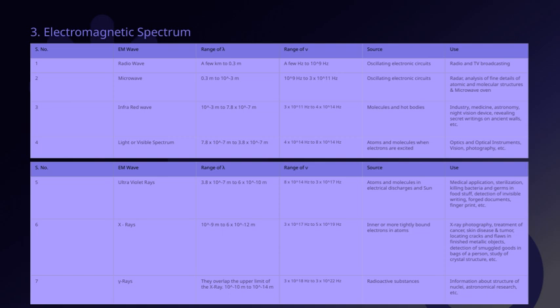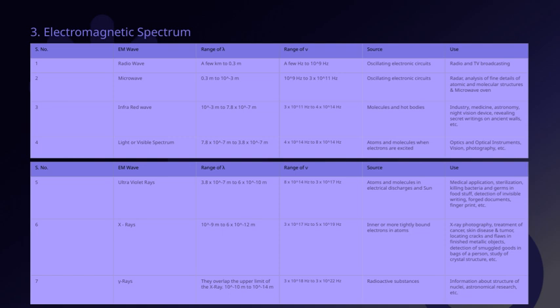Moving further into the spectrum, gamma rays have wavelengths from about 10 to the minus 10 meters down to 10 to the minus 14 meters, with frequencies soaring from 3 times 10 to the 18 Hz up to 3 times 10 to the 22 Hz. These rays come from radioactive substances and are invaluable in studying nuclear structures and conducting astronomical research. Below these, we have the longer wavelength waves.